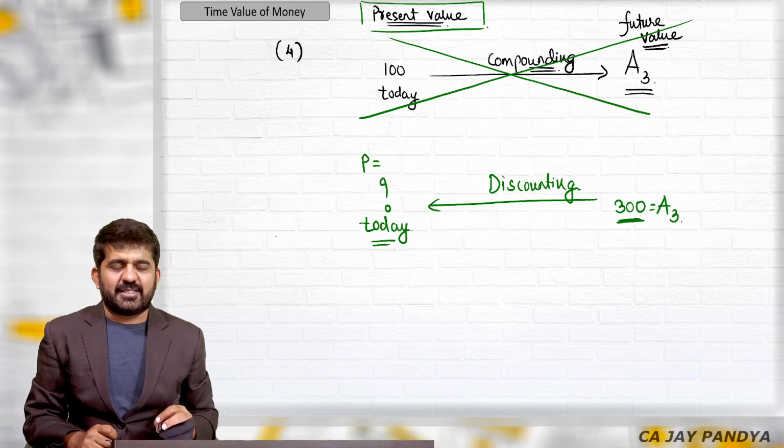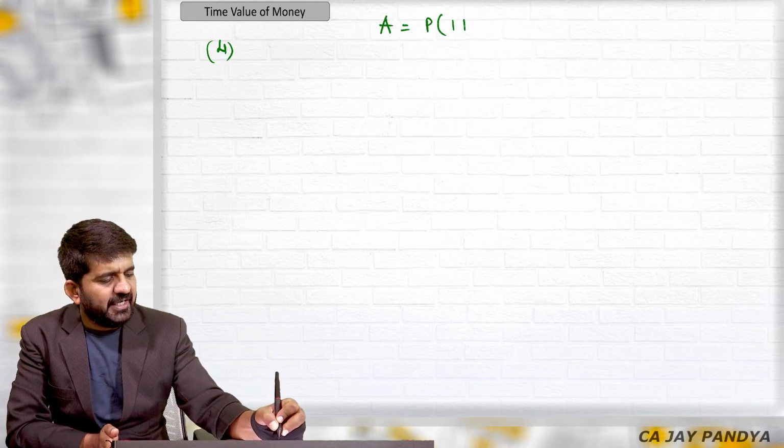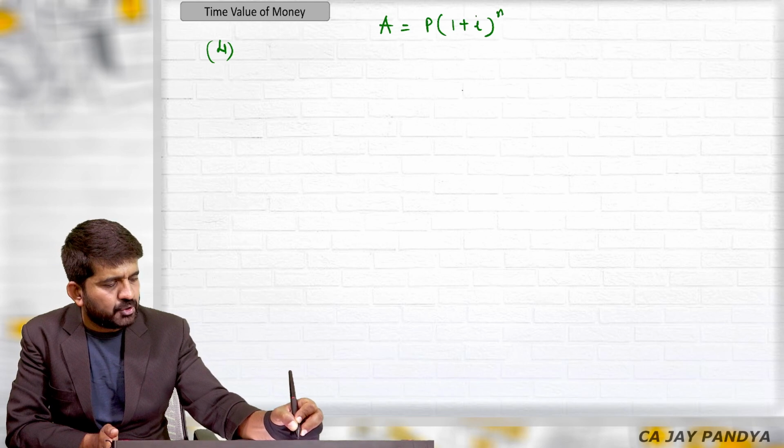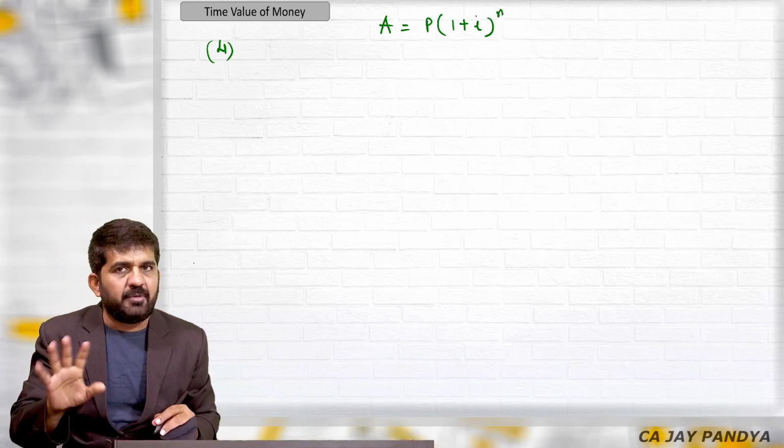Please try to understand. We have a basic formula of A is equal to P into (1 plus i) raised to n. Sir, will we be using another formula? No.